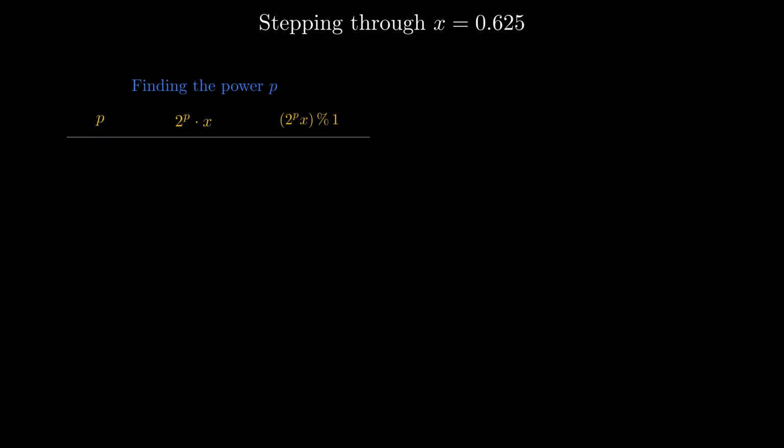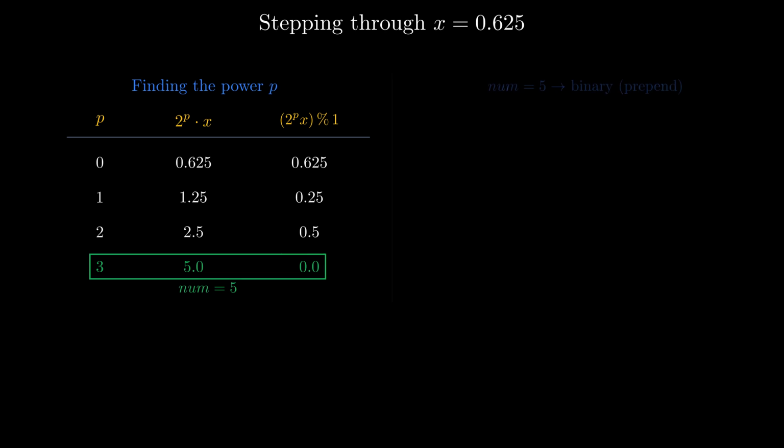p starts at 0 and the loop climbs 1 power at a time, watching for the fractional part to vanish. If we print 2 to the power p times x mod 1 at each step, we see the leftover fraction shrink but stay non-zero. At p equals 0, it is 0.625. At p equals 1, it is 0.25. At p equals 2, it is 0.5. Then at p equals 3, 2 to the power 3 times 0.625 equals 5, a whole number. So mod 1 is 0 and we break.